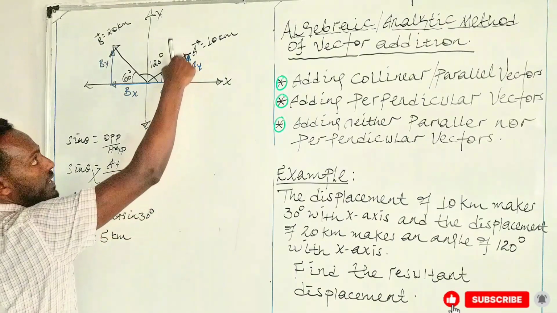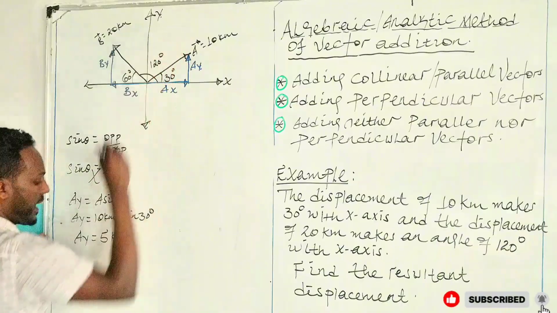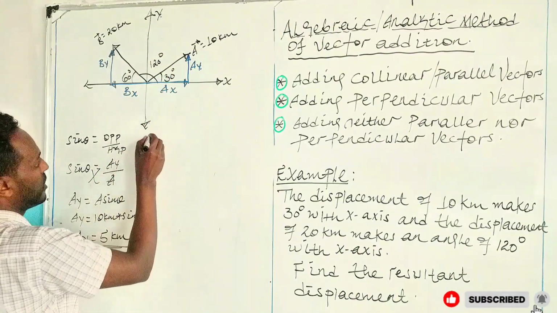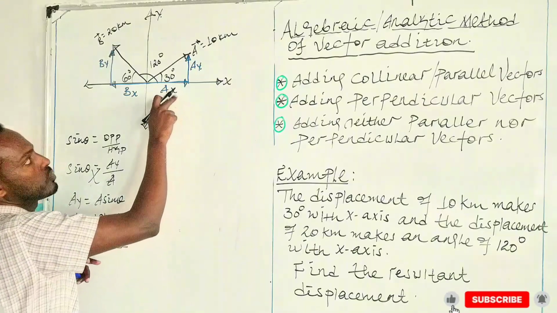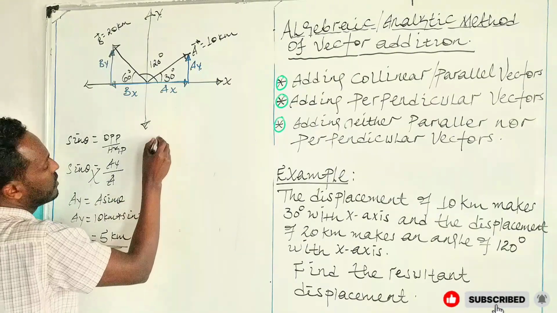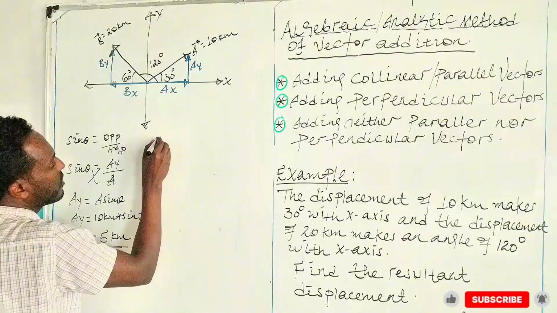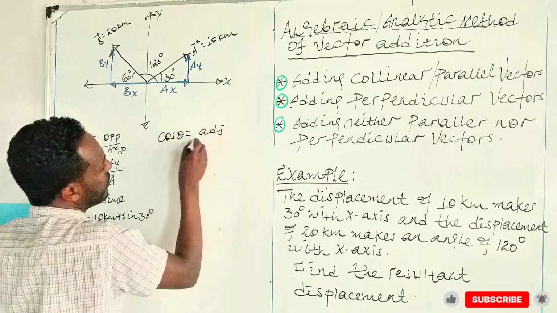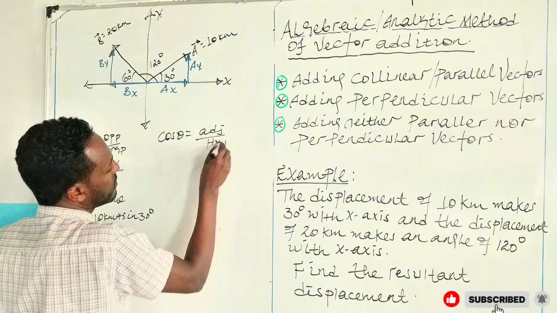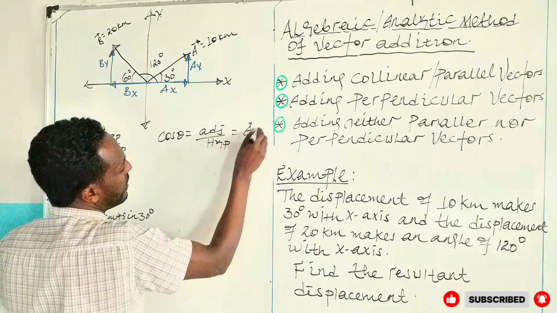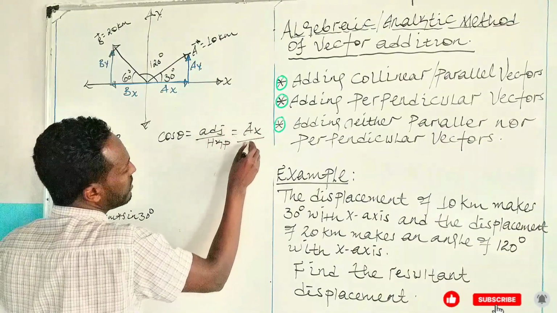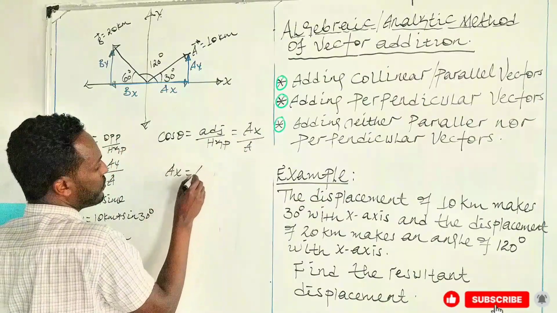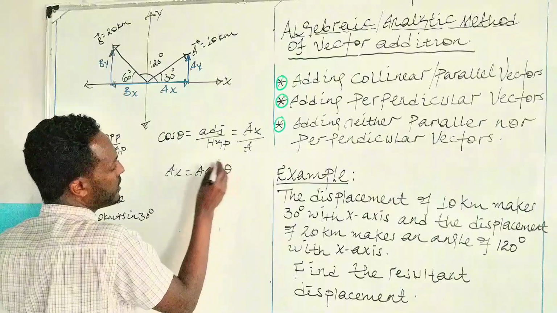That's why Ay is acting along the positive y axis. To resolve the vector along x, we can use cos theta. Cos theta is equal to the adjacent side over the hypotenuse, which is Ax over the hypotenuse, which is vector A. So Ax is equal to vector A times cos theta.